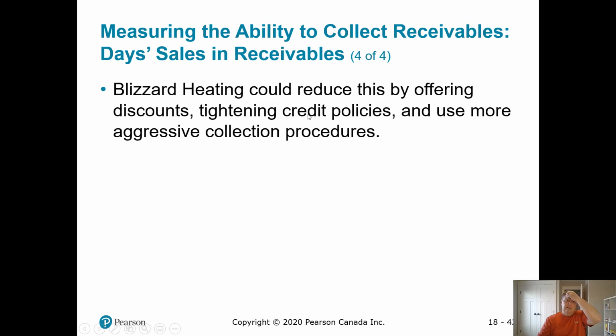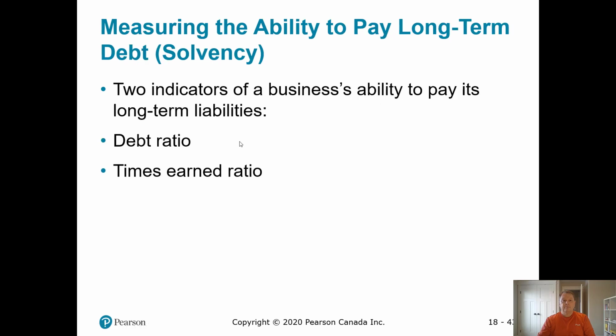And here's some ideas on how you can reduce that: offering discounts, tightening credit policies so you don't sell to bad customers who aren't going to pay, and chase your receivables more aggressively, for sure.